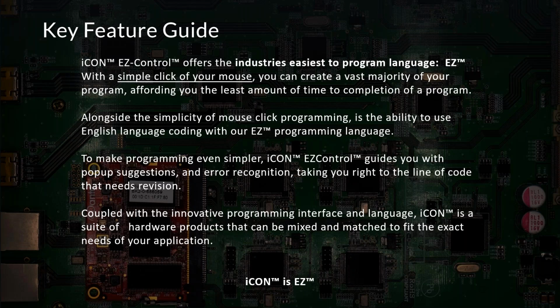So that makes it more foolproof. And then you also have error recognition in the case that you might make a choice that presents some risk to your programming. iCON will tell you. And in the case where you've made an illegal choice, it will definitely let you know not only that there is an illegal line of code, but it will take you right to that line of code in your program so that you can fix it quickly.